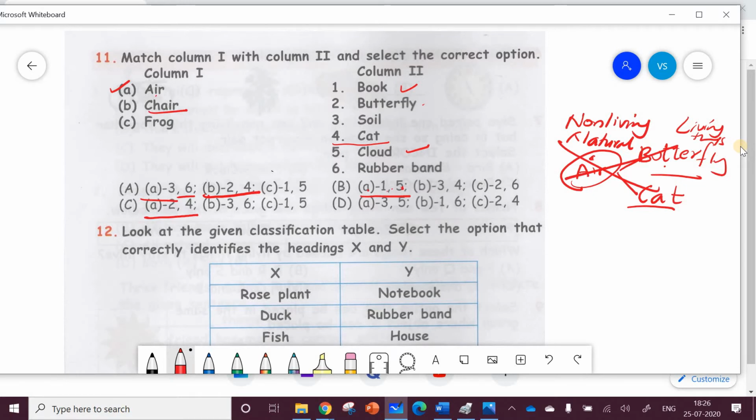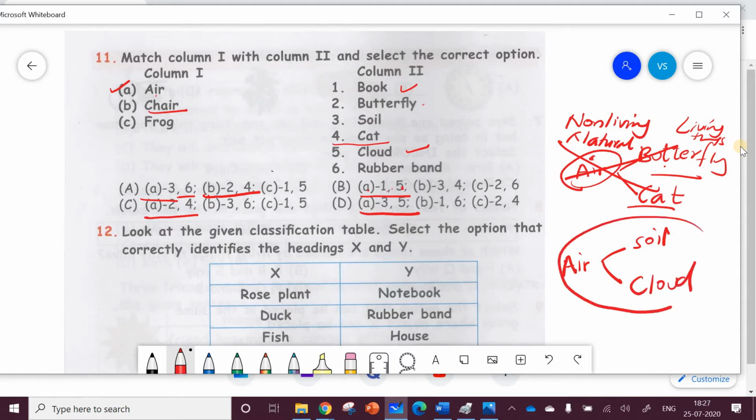So let's go to the next one now. The last option here. A is air. Air is being matched with soil, and the fifth option being cloud. So do you think that all these three options are natural options? Let's check. Air is not a living thing, correct? Soil is not a living thing and cloud is a non-living thing. So they all seem to match with each other. And do you think they are all natural?